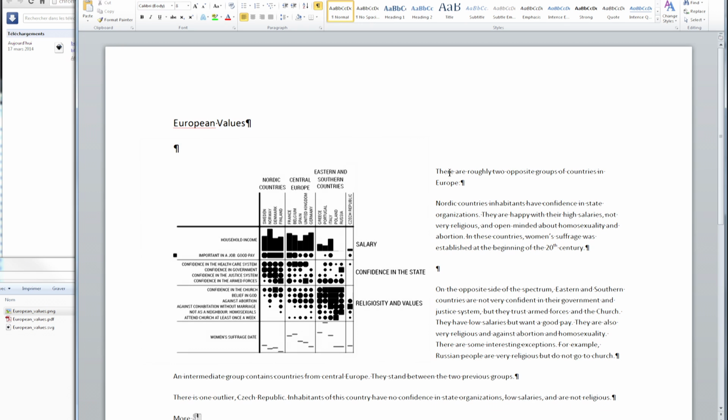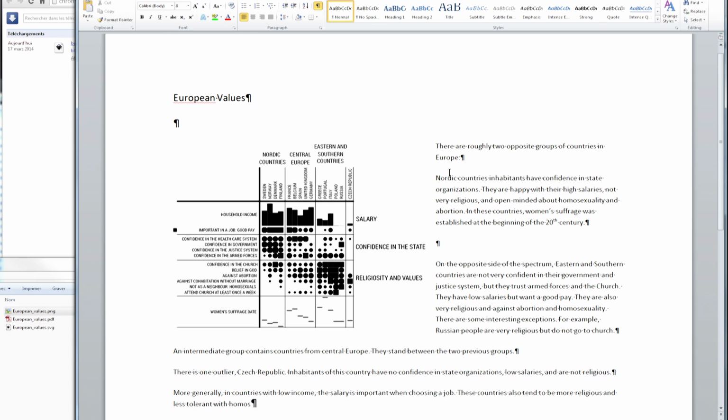Clara will also comment on general trends. For example, salary tends to be more important in countries with low income. These countries also tend to be religious and less tolerant. It also took them more time to give women the right to vote, although this is not systematic.